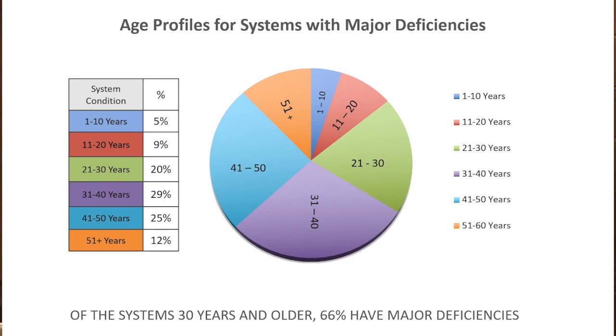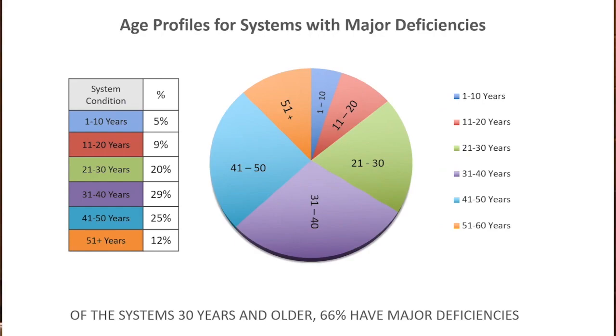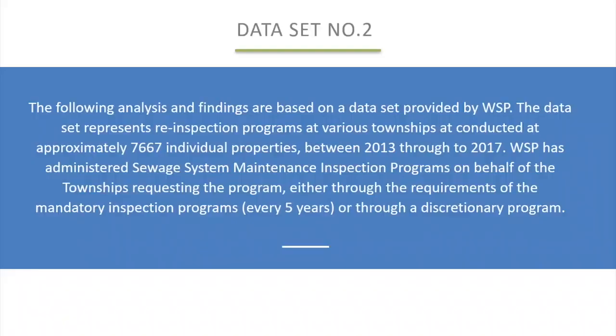So of the systems 30 years and older, 66% had major deficiencies. The easiest risk factor for septic system function and performance is age, so it's easy to do a risk assessment of which systems might need some sort of intervention or at least an inspection. That's the small data set with very in-depth inspection techniques.